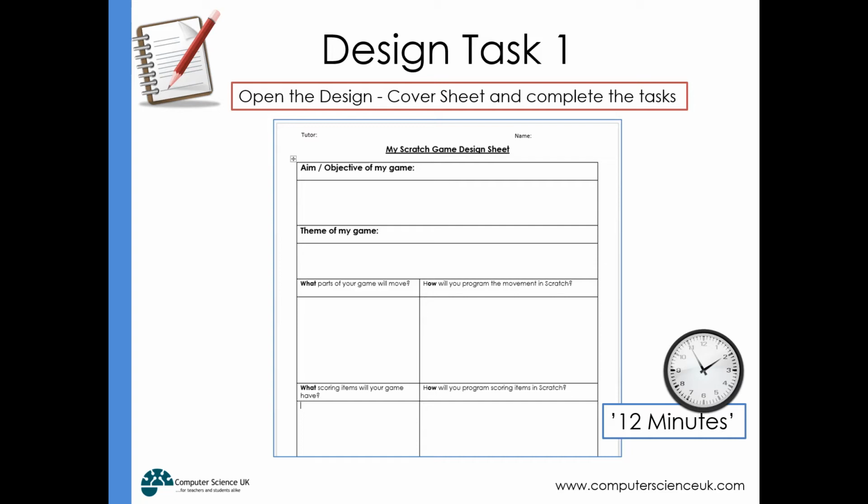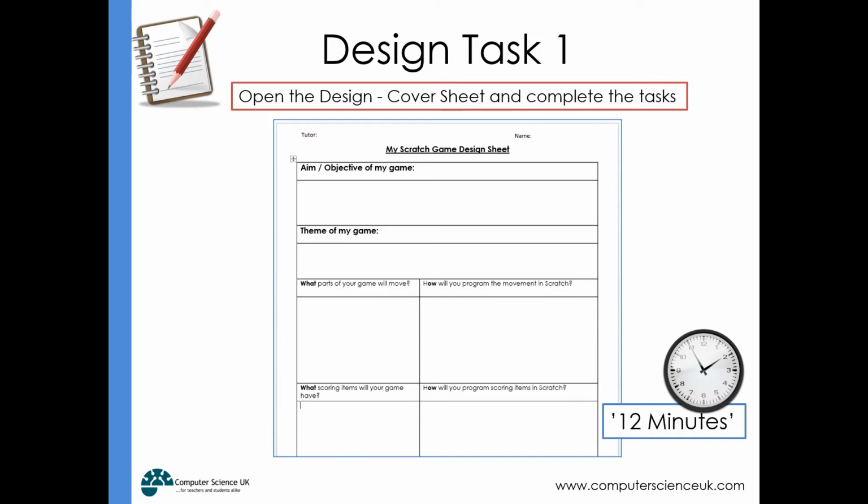And then what I want you to do is think about those different game elements that you've already been taught. For example, movement and gravity, scoring. And I want you to think about what parts of the game are going to have movement, what parts of the game are going to have scoring, what's the shooter going to do, what levels are you going to have.